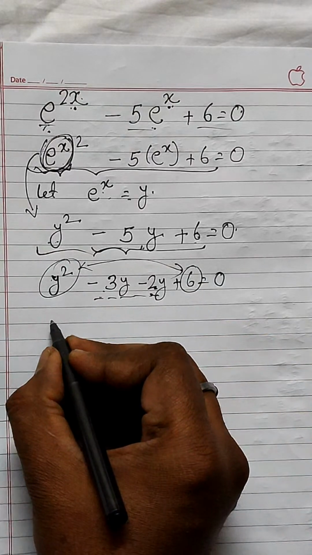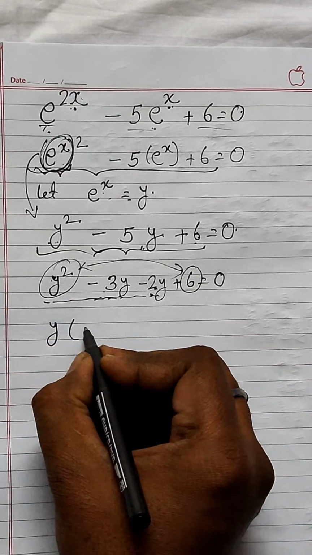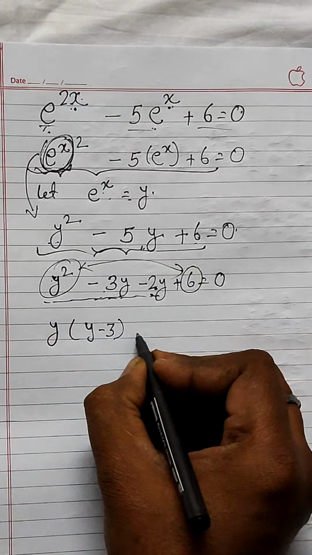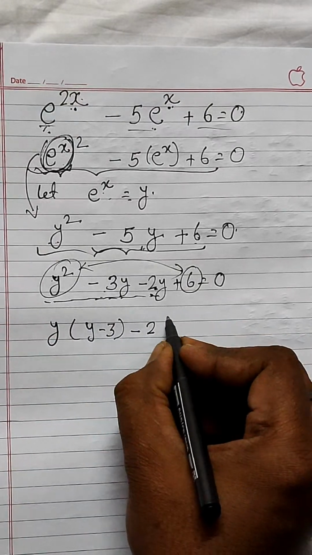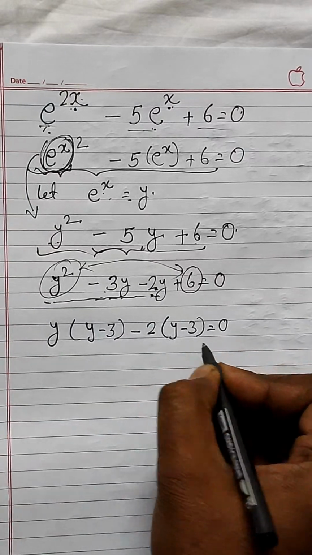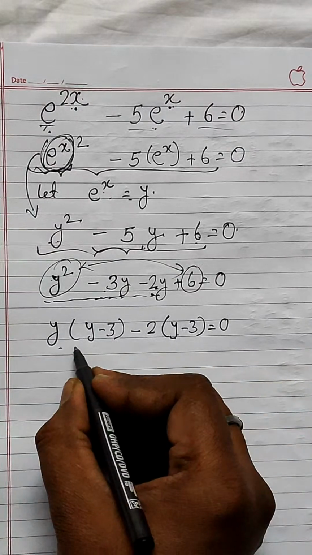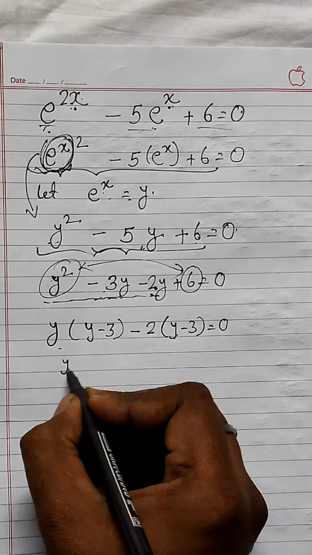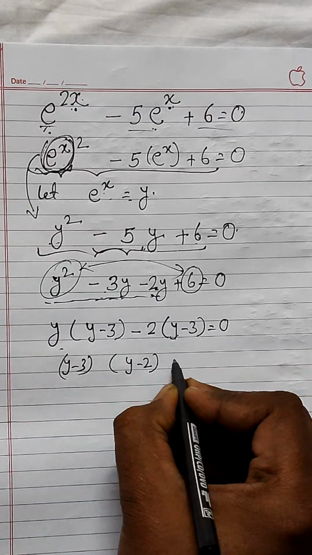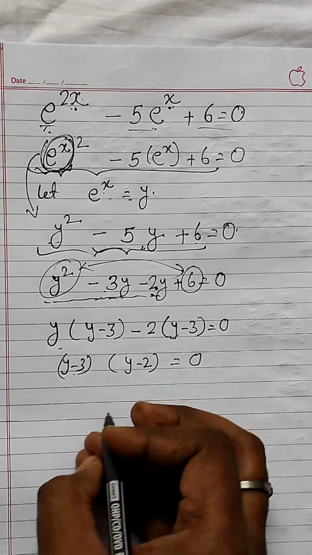Now take y common from the initial two terms. So what will be there? It will be y minus 3. And from the last two terms, when you take minus 2 as common, you will get y minus 3 in the braces, right? Now y minus 3 is in both the two terms. So bring y minus 3 as common, you are left with y minus 2. So these two brackets will be there, right?